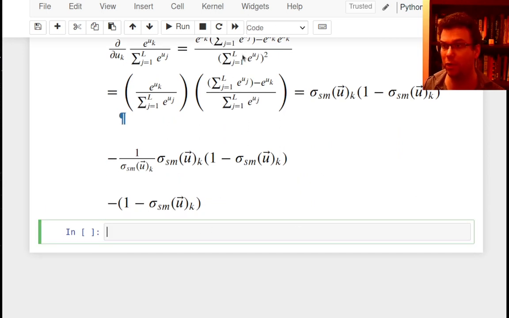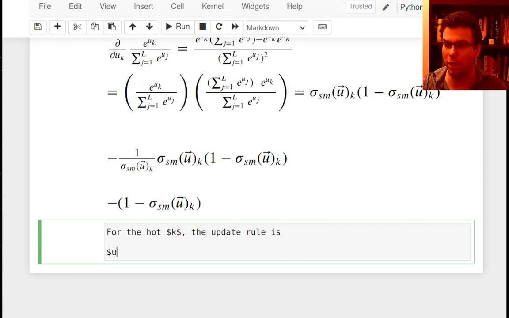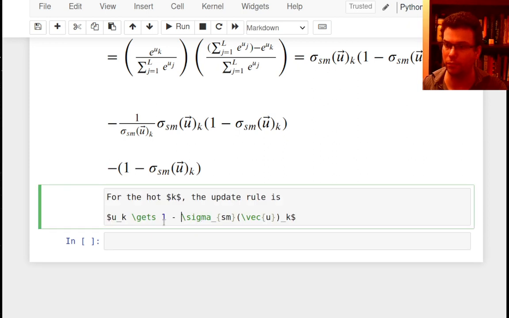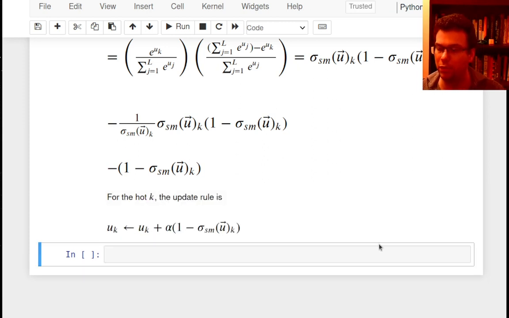And so for the hot k, the update rule is that uk gets the negative of this. So it would be 1 minus the logistic function of u evaluated at k, or 1 minus the softmax of u evaluated at k. So actually uk gets uk plus the learning rate times that. So we're going against the derivative. That's our rule. So here's our update rule for the hot k. And if you look at it, it makes sense.